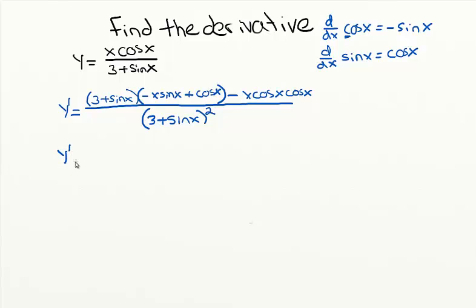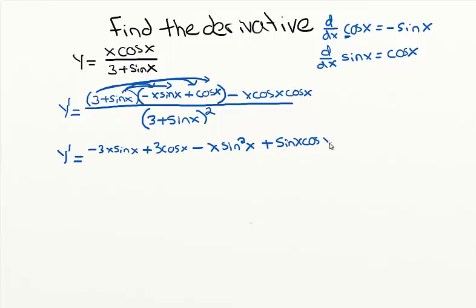Alright, so now we have a lot of simplification to do. First we're going to distribute this 3 out to both terms, so we'll get a minus 3x sine of x, and then plus a 3 cosine of x. Now we're going to distribute the sine of x to both terms, right? So we'll get minus an x sine squared of x, because we have sine of x times sine of x, that's sine squared of x. Then we're going to multiply the sine of x by the cosine of x, so we're going to add to that a sine of x cosine of x. And then we still have over here this term, which is going to be minus an x cosine squared of x.